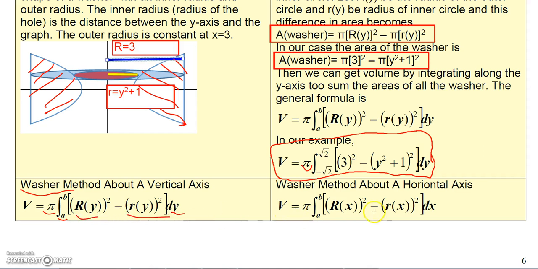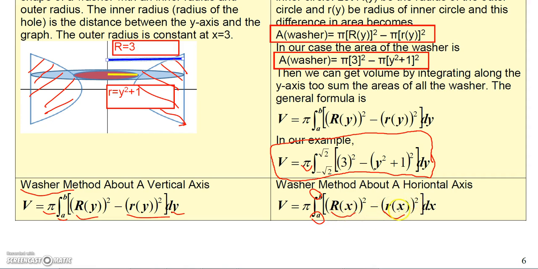But if you actually do the washer method where you're revolving something about a horizontal axis, then your A is going to be your leftmost endpoint and your B is going to be your rightmost endpoint, and then your radii are going to be functions of x. So you'll have a function of x squared that'll represent your larger radius, and then you'll have another function of x that represents your smaller radius.